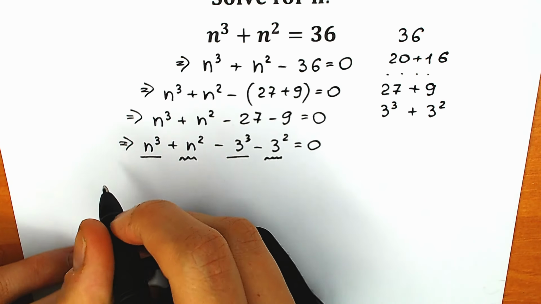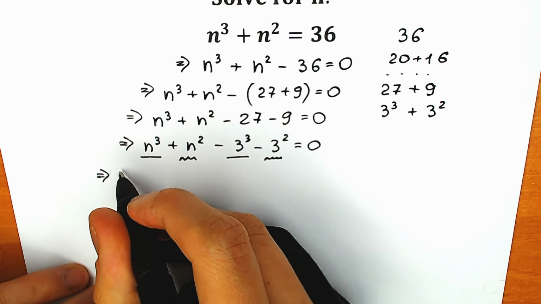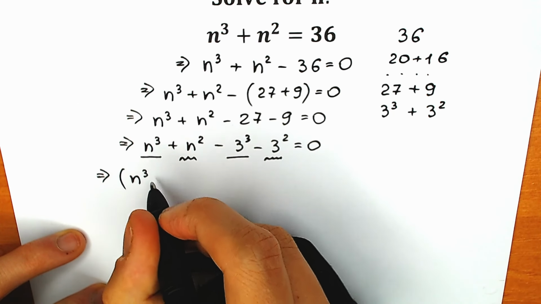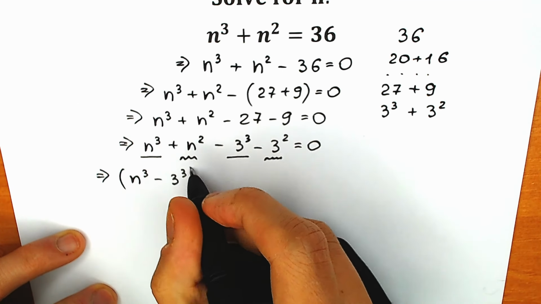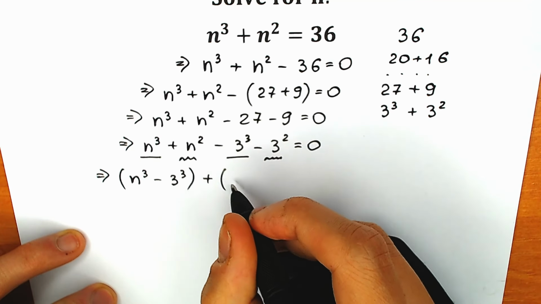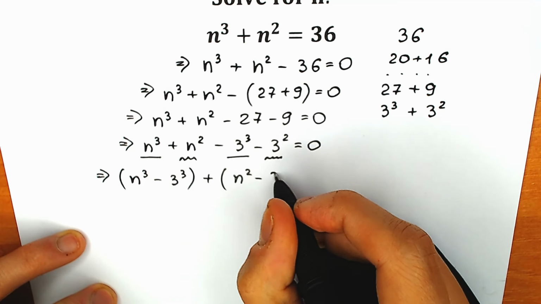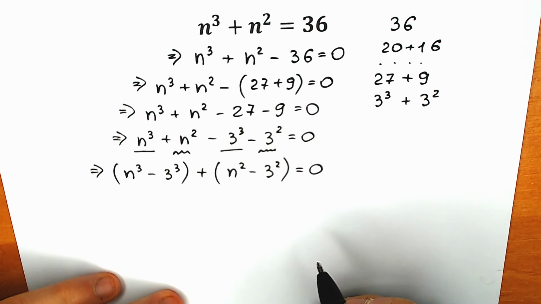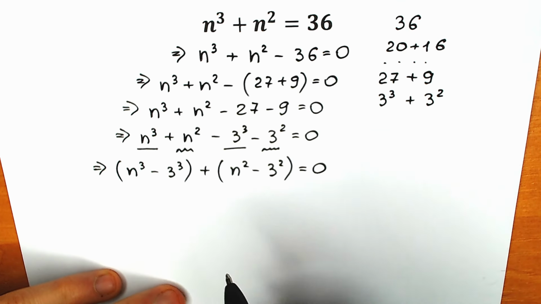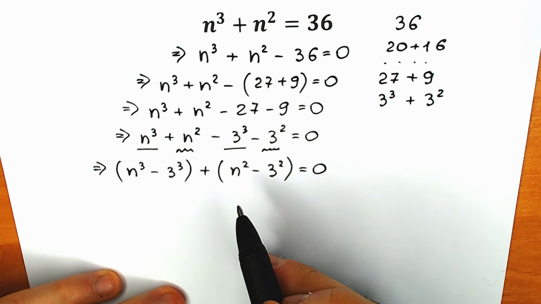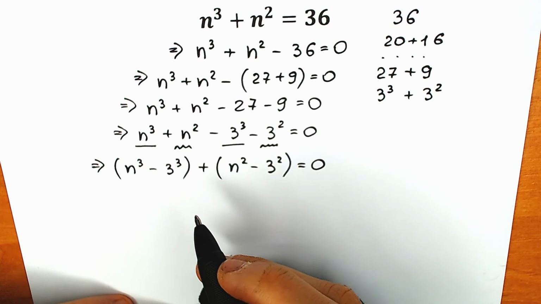Okay, so right now let's do this step. In first parenthesis, we have n cubed minus 3 cubed, and in another parenthesis, we have plus n squared minus 3 squared, equal to 0. Right now, let's look at this question from a different angle. Right here we have difference of 2 cubes. Right here we have difference of 2 squares. So let's remember this formula from school.